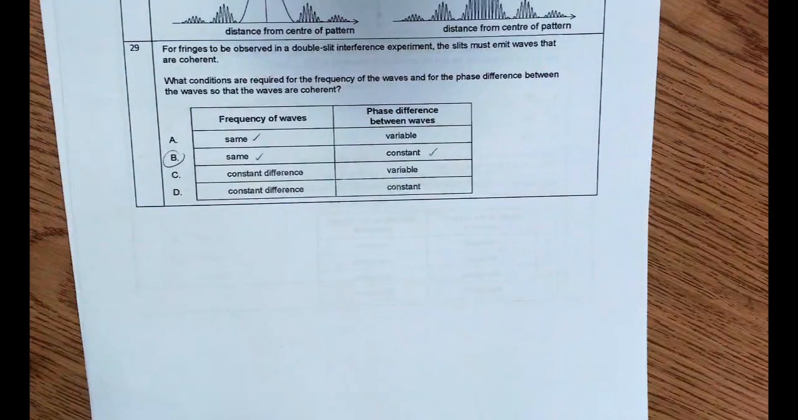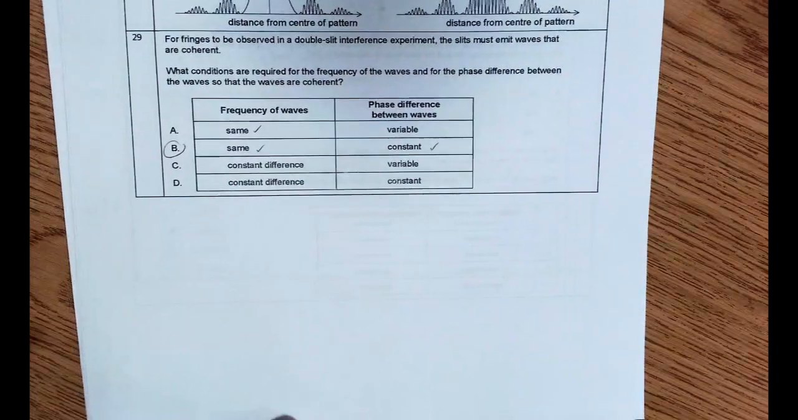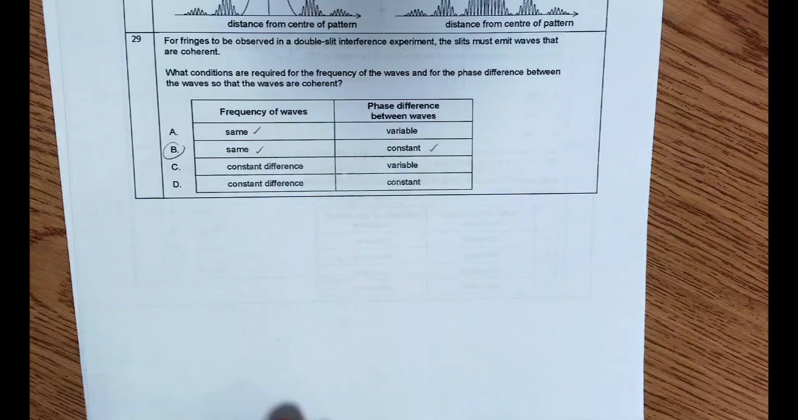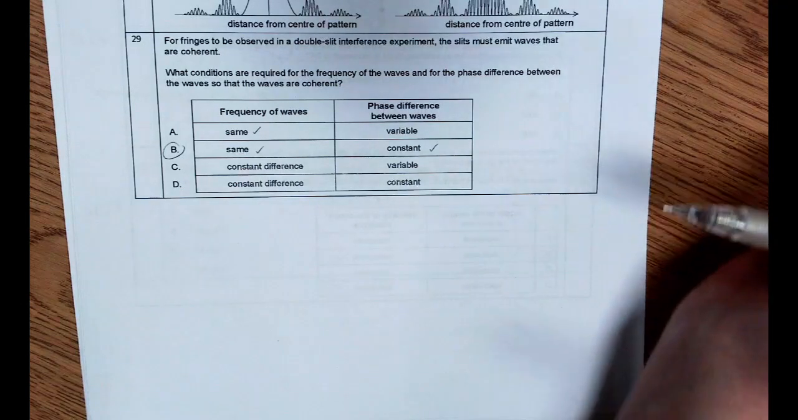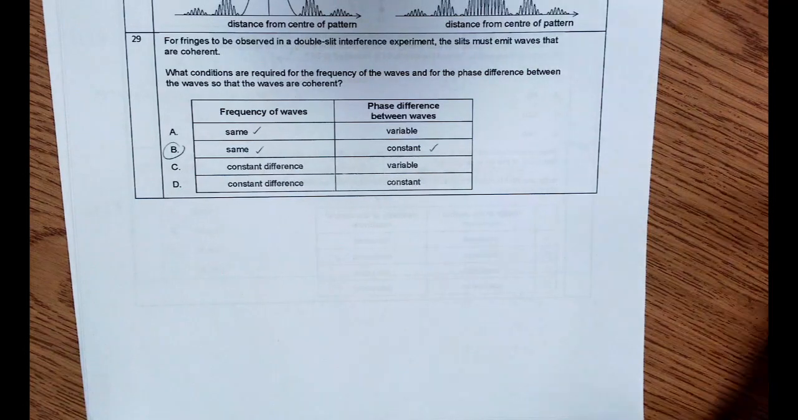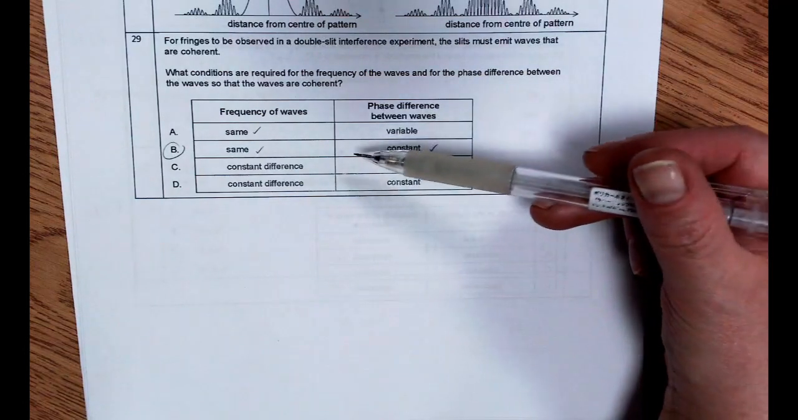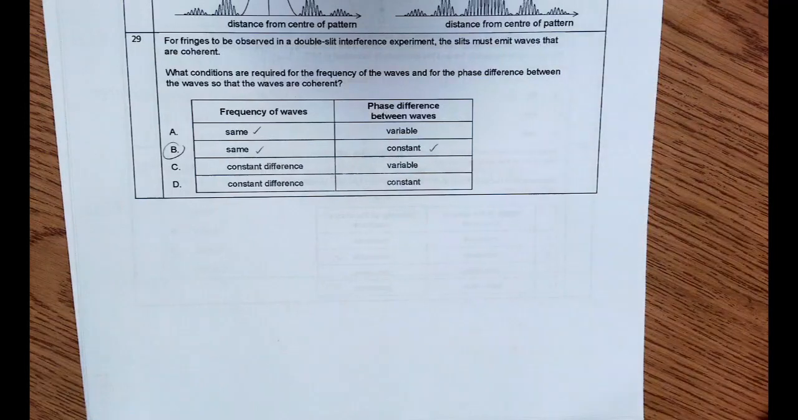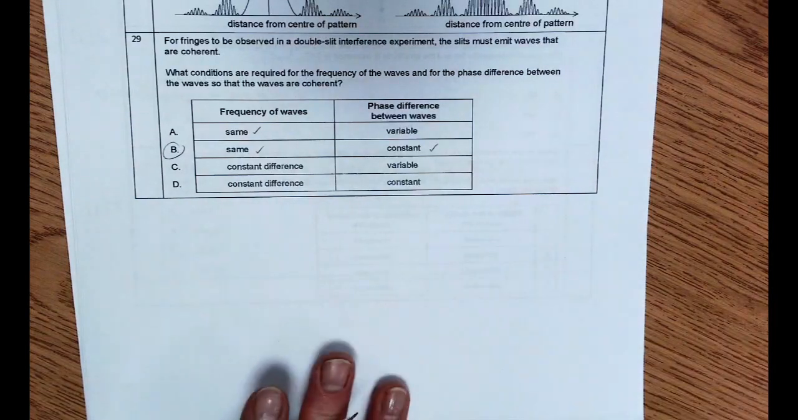29. For fringes to be observed in a double slit experiment, the slits must emit waves that are coherent. What conditions are required for the frequency of the waves and the phase difference so that the waves are coherent? This should be really straightforward. We know that we want to have the same frequency and the same constant phase difference between the waves so that they remain coherent by definition. That should be a really quick one.